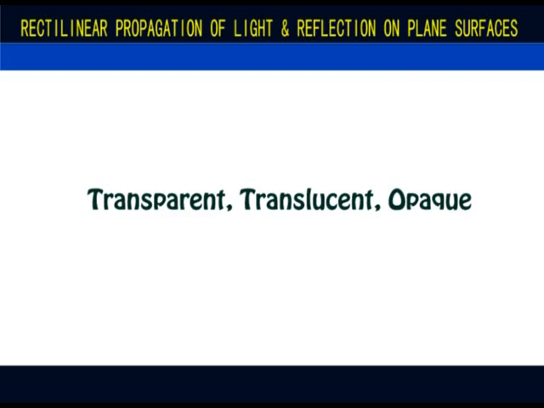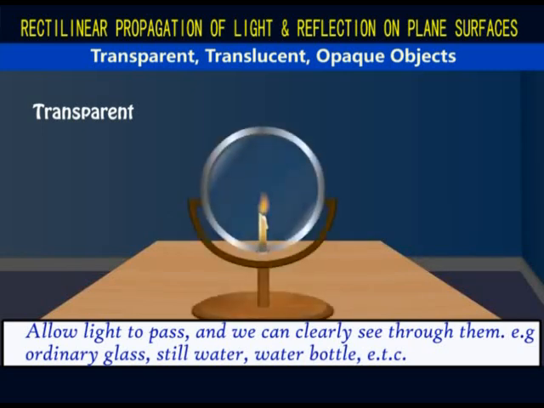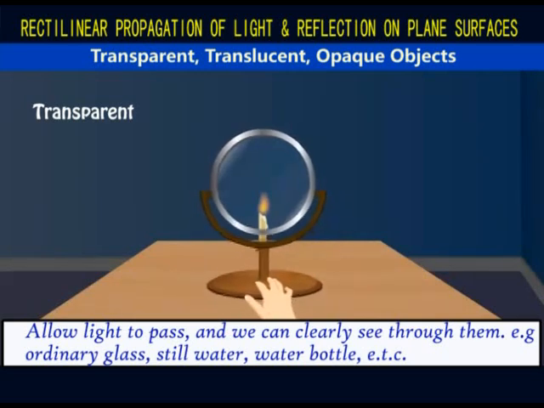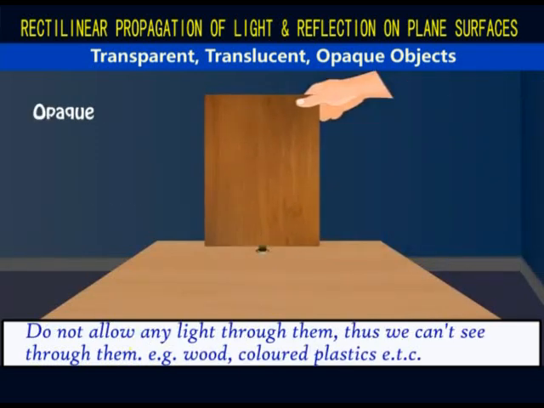With reference to light penetration, objects are classified as transparent, translucent, or opaque. Transparent objects are those that allow light to pass through them and we can clearly see through them. Examples include ordinary window glasses, still water, clear water bottles, and so on. Translucent objects allow light to pass through them, but we cannot clearly see through them. A good example is the bathroom window panes. Opaque objects like wood and colored plastics do not allow any light through them.